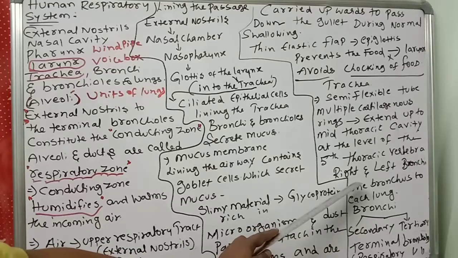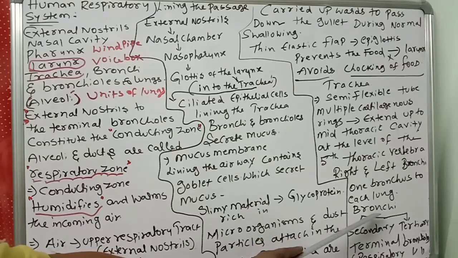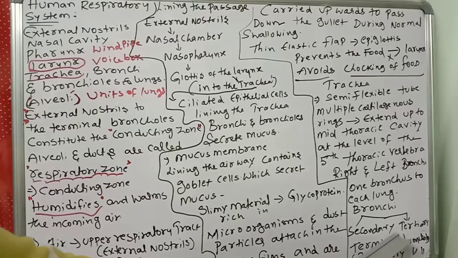The trachea is separated into right and left bronchi, one bronchus to each lung. Then the bronchi are again divided into which ones? The bronchi are divided into secondary and tertiary bronchi, very important, and these further divide into terminal bronchioles. So: bronchi, secondary and tertiary bronchi, and bronchioles.